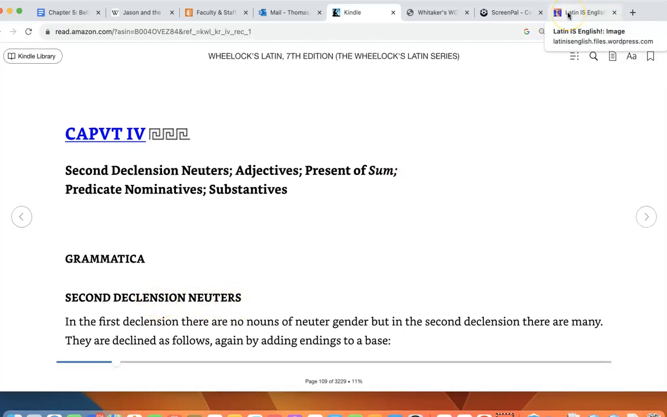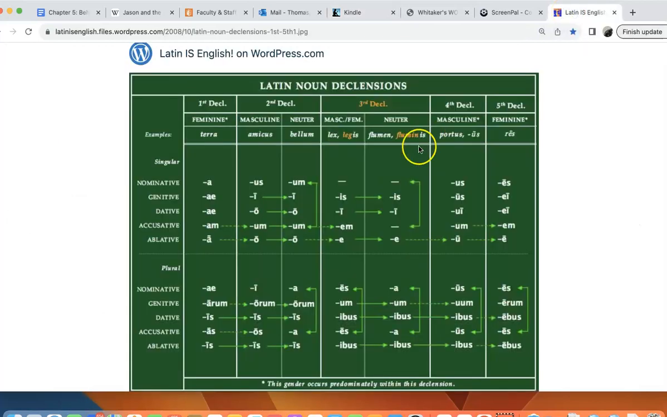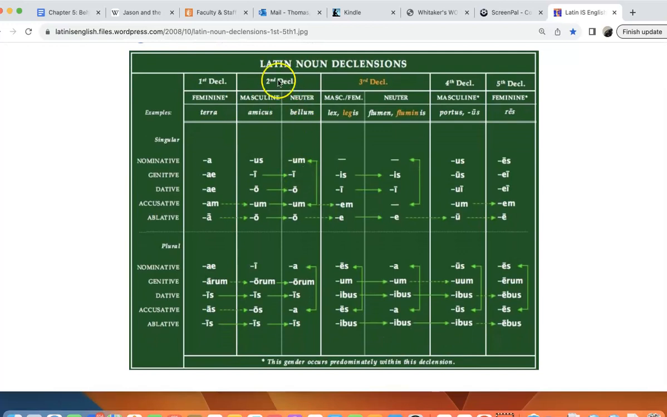This is one of the keys to learning Latin. Latin, as you know, is an inflected language. It's all about the endings. And so here we have second declension neuter. You can see it's largely the same as the masculine nouns, but we have a change in both the nominative and accusative, singular and plurals.